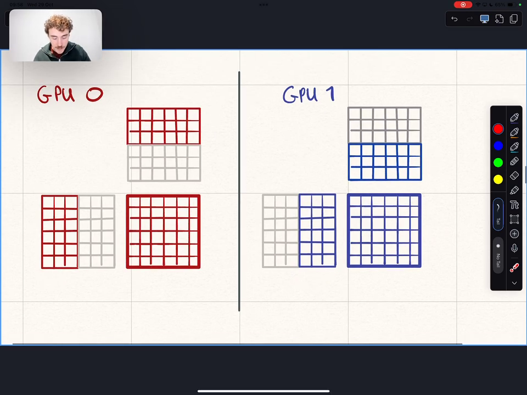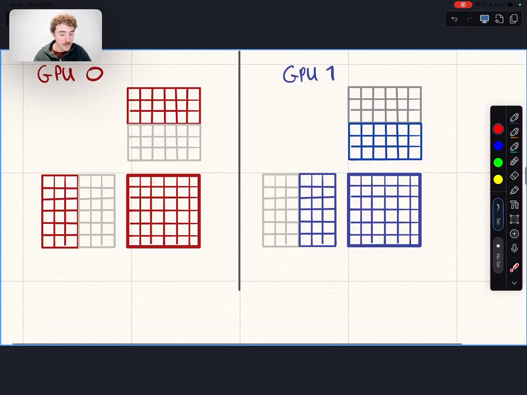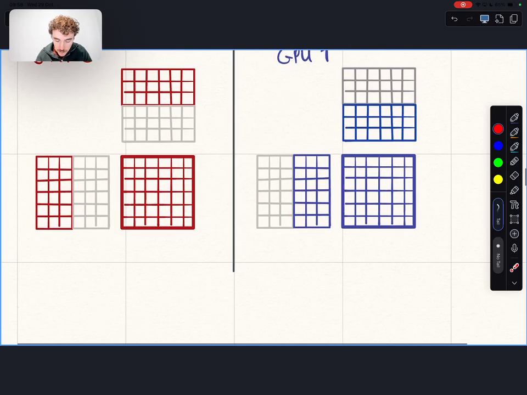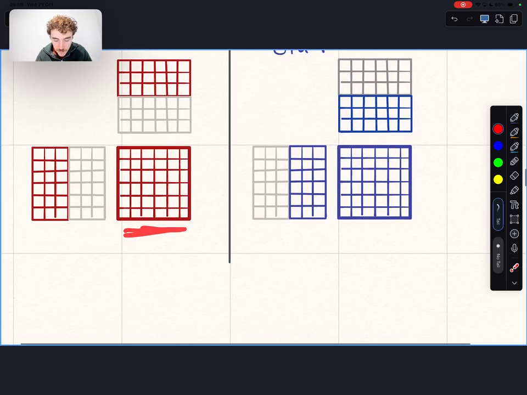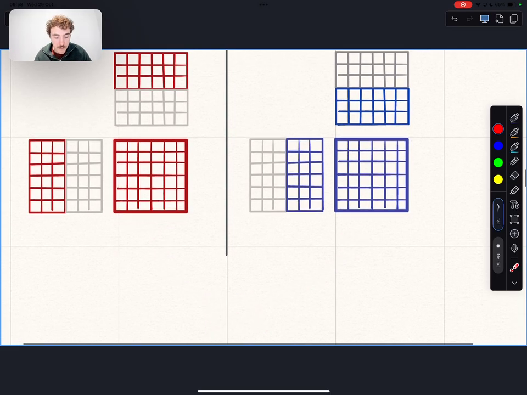And on each GPU, I calculate this output matrix of the same shape. And in order to get the true value of the output matrix, the true value of the matrix multiplication, I add these together. So I sum them together across the two GPUs. And there are good primitives, libraries like the NCCL library for NVIDIA GPUs, for doing this sort of thing, for saying take the outputs on each GPU and sum them together.